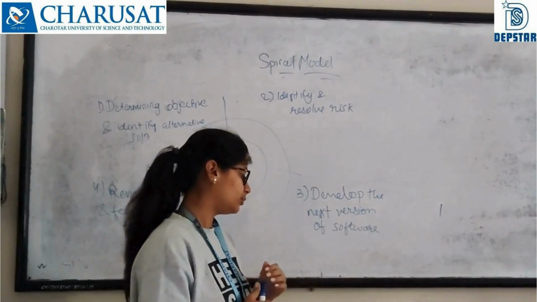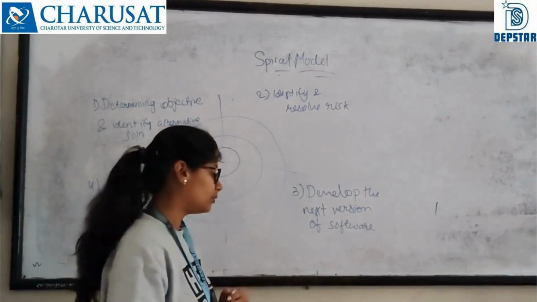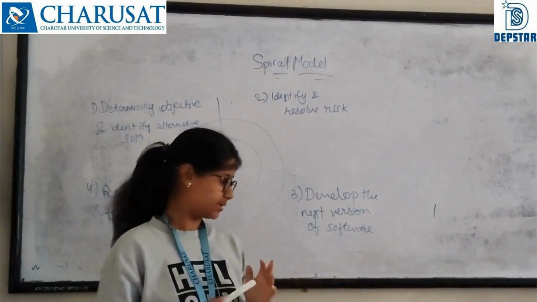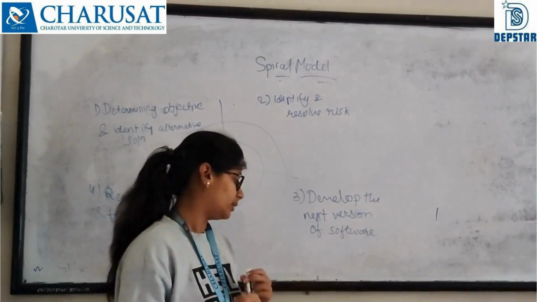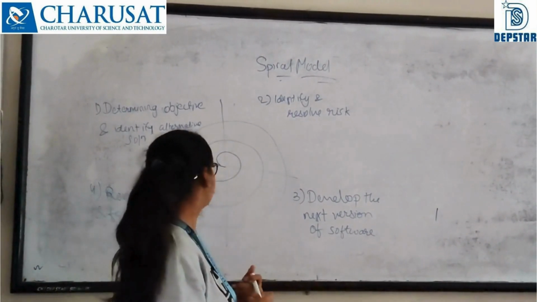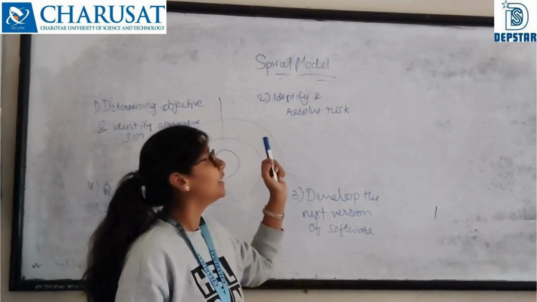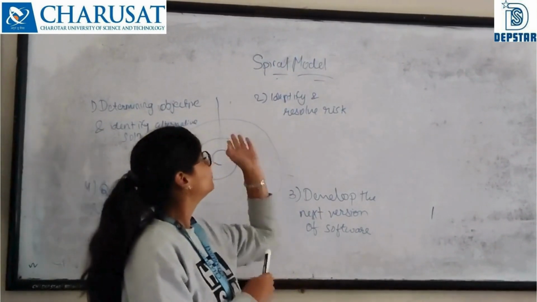Also it is inappropriate for the static and small projects. Now the applications are the large scale projects, projects with the evolving requirement, then projects with the critical elements in which identifying and analyzing risk is more important, are applicable for the spiral model.